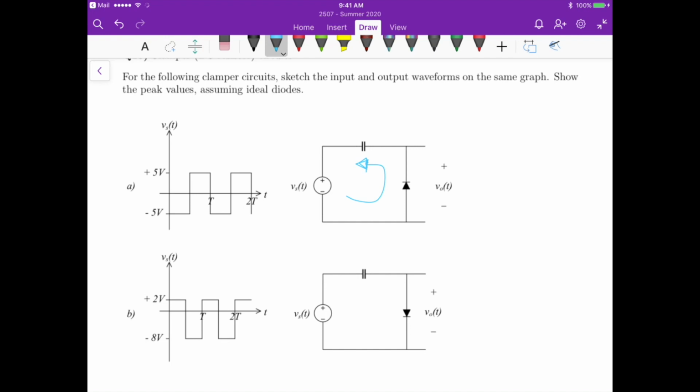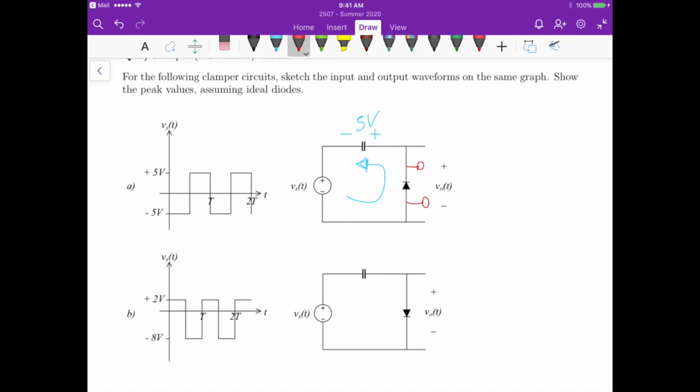Once we have this capacitor fully charged, what we will observe at Vout is just the input voltage plus the voltage of the capacitor. So it's plus minus here, and we will fully charge with 5 volts on the negative half cycle. It will stay fully charged. Then this diode here will turn off, and what we will observe is just Vs plus this 5 volts.